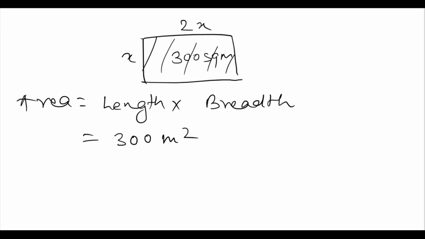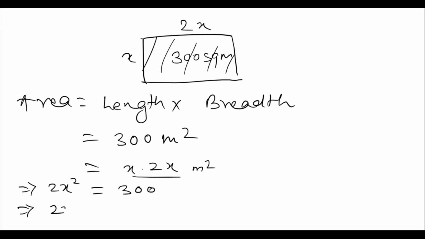So what you can write is equal to x into 2x, okay. So this gives you 2x square is equal to 300, right? This is also meter square. So you see, it's not complete form of quadratic equation, like it's directly 2x square minus 300 is equal to 0. This is somewhat like quadratic, right?